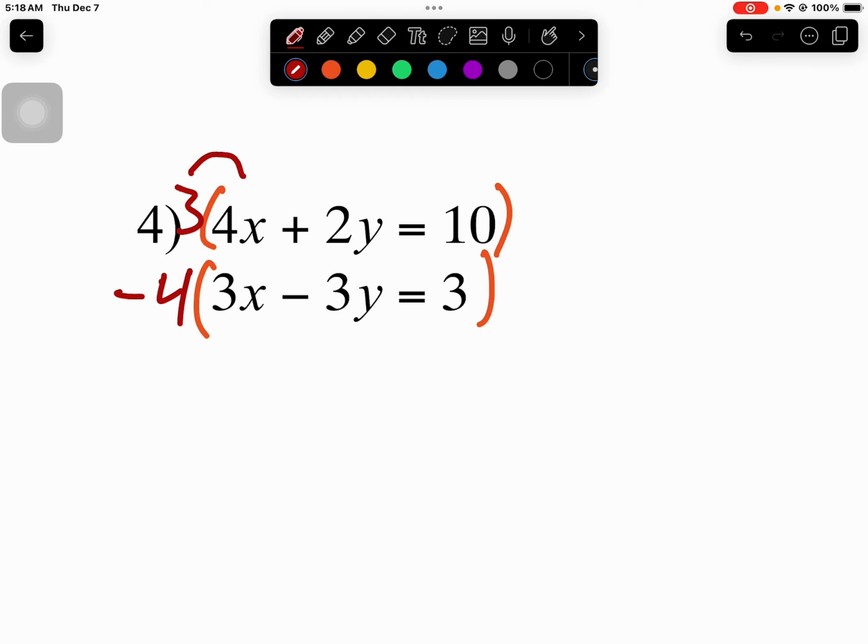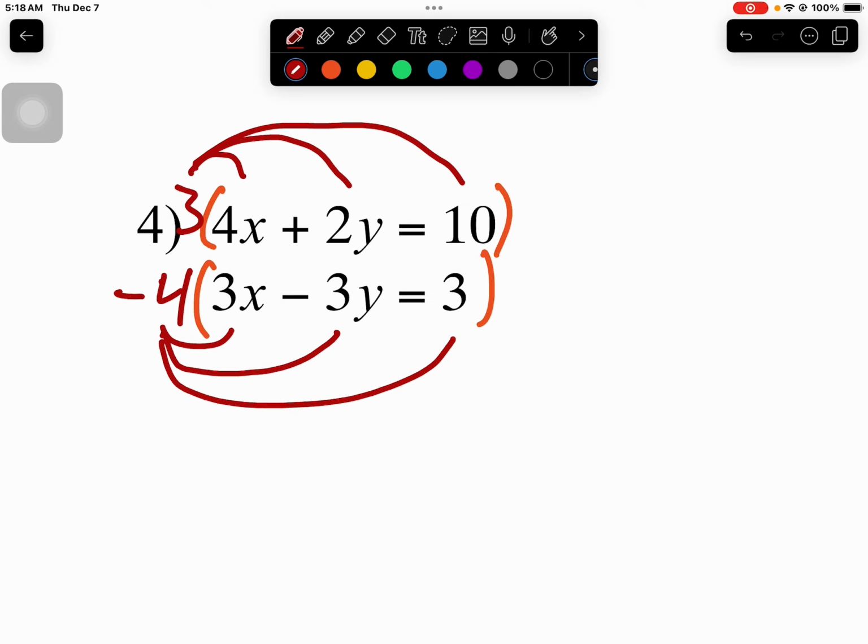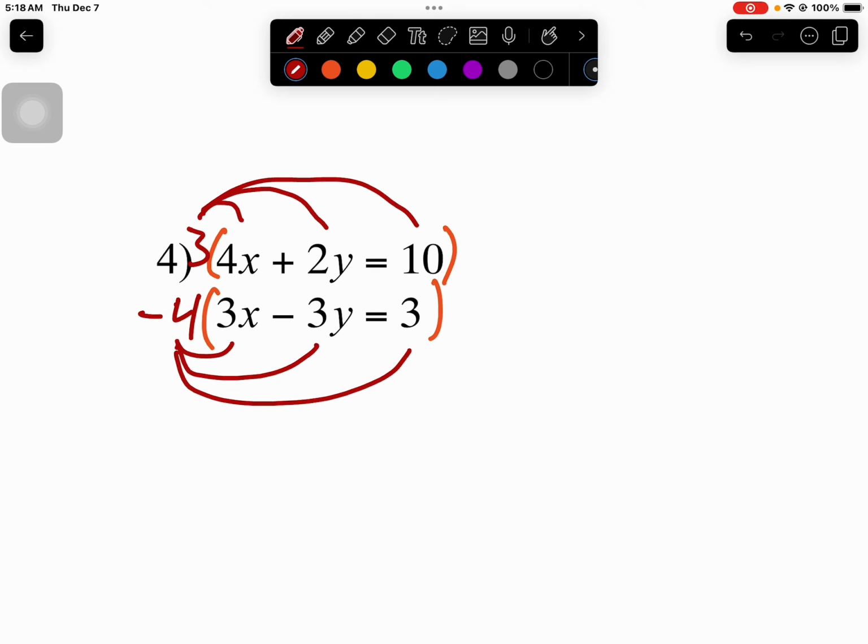So then you do your distributing. Looks like a clam or an oyster. Okay, so then just multiply, right? 3 times 4x is 12x. 3 times 2y is 6y. And then 3 times 10 is 30 on the bottom.